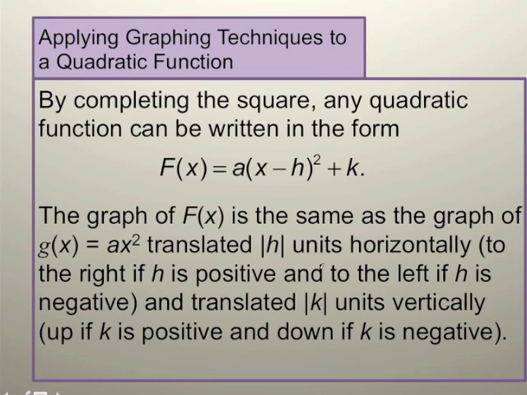By completing the square, any quadratic function can be written as f of x equals a times the quantity x minus h, squared, plus k. The graph is the same as the graph of g of x equals a times x squared, translated h units horizontally, to the right if h is positive, notice it's minus h, to the left if h is negative, and k units vertically, up if it's positive, down if it's negative.